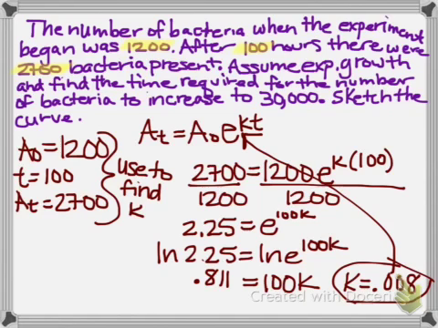So we know k is 0.008, and then we need to find the time required for the number of bacteria to increase to 30,000. So we know that 30,000 is going to be our amount, and we need to figure out what t is. A sub 0 is going to stay the same. It's still going to be 1,200 because the amount you started with doesn't change.